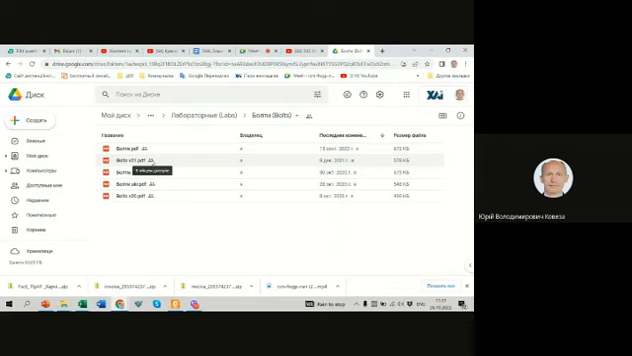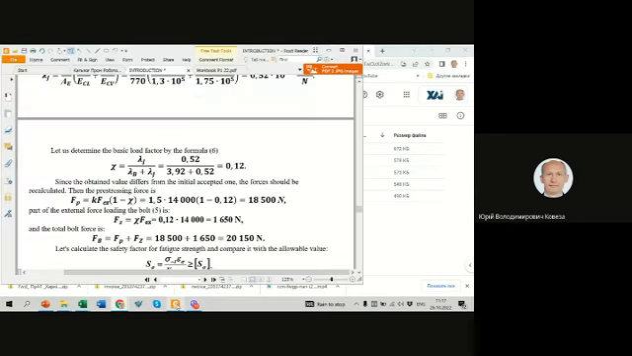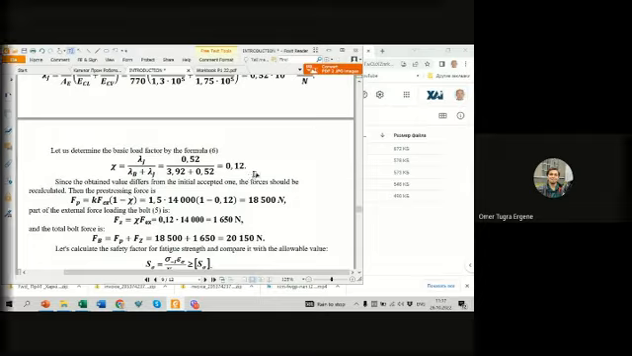Clear? Yes, clear, sir. So download this file and step by step, like it is in the example, make this calculation up to finding the joint constant. Next class, we continue and finish this calculation, okay? Okay, sir. Yes, teacher.